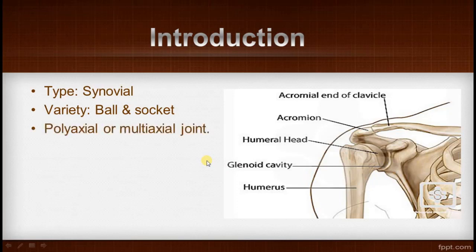It is a polyaxial or a multiaxial joint. That means the joint can move in more than two directions. In one direction it is called uniaxial, in two directions it is called biaxial. So more than two directions, that is why it is a polyaxial or multiaxial joint. Repeatedly I am stressing that our shoulder joint has a great degree and range of mobility.